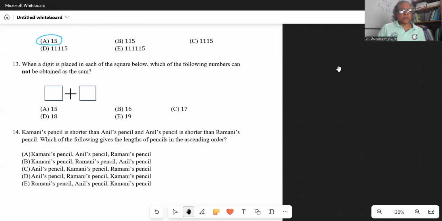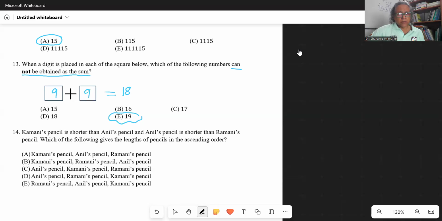When a digit is placed in each of the squares below, which of the following numbers cannot be obtained as a sum? Now it is cannot be obtained. Good thing that not is highlighted, otherwise we might not see it. What is the maximum you can obtain by putting a digit and calculating the sum? We can put 9 into each of these boxes, and we get 18. So we cannot get 19 as a sum. This has to be the answer, which means all the other given choices can be obtained as a sum.